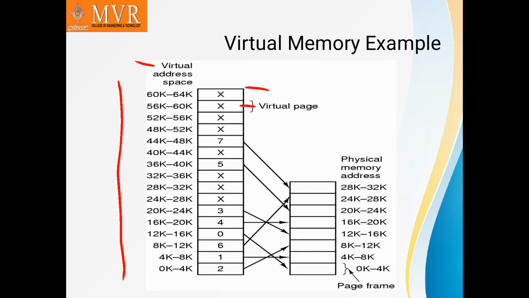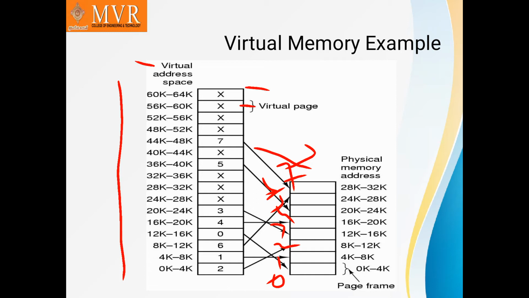Initially the pages will start. Here virtual means imaginary. See here, it is mapped to the physical memory address. Initially it starts with 0, 1, 2, 3, 4, 5, 6 and 7. Here the frames are 0 to 7, that is 8 frames. Here the virtual memory has a virtual address space of 64 kilobytes.